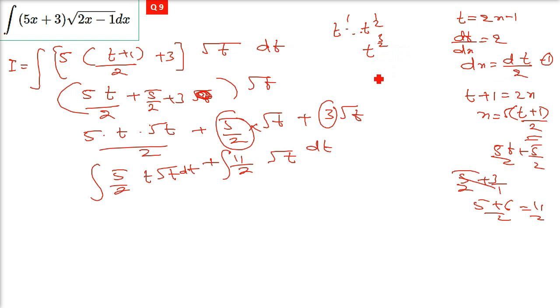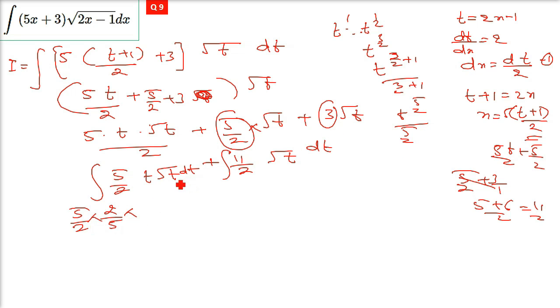So t into under root t will be t raised 1, t raised half. The power gets added. It's t raised 3 by 2. So you have to integrate t raised 3 by 2. So t raised 3 by 2 plus 1 divided by 3 by 2 plus 1 is the integration. So t raised 5 by 2 in the denominator. So 2 by 5, and the 5 by 2 was already there.